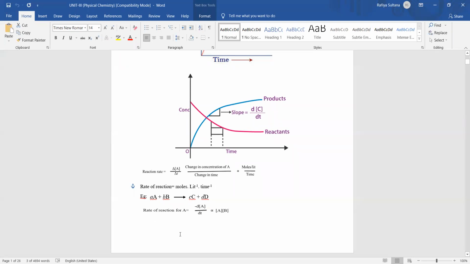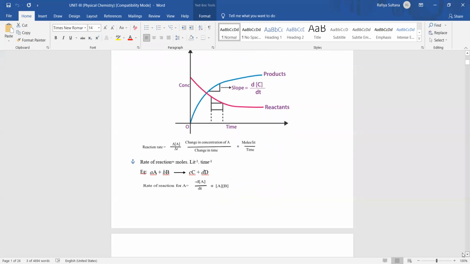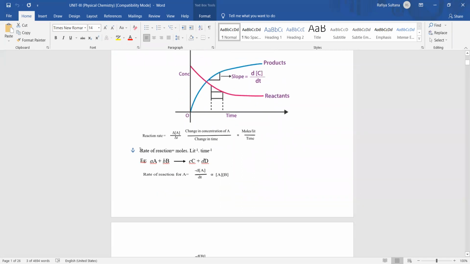Or rate of a reaction in general is directly proportional to the concentration of the reactant terms. What are the reactant terms here? A and B. You have to draw this diagram when the rate of the reaction is given, and then you have to write these mathematical expressions. Now see the units for rate of a reaction.